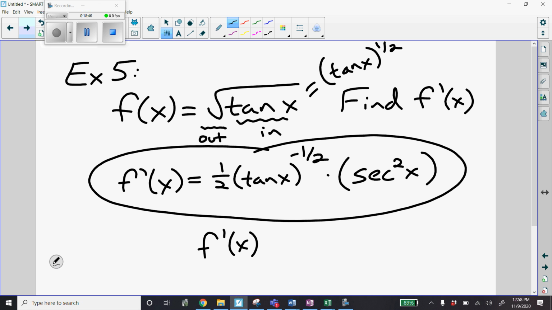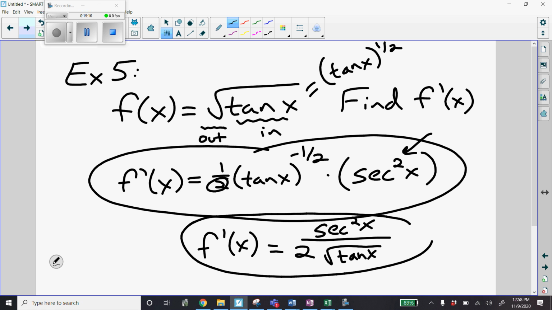A couple of things. I see that tan is raised to a negative exponent, so I'm going to drop that into the denominator. There's already a 2 in the denominator right here. This one has a positive exponent, so it's going to stay on top. So on top, I'm going to have secant squared x, and on bottom, I'm going to have 2 times tan of x to the 1/2 power, which I know means a root tan. There's a nice simplified version of that.